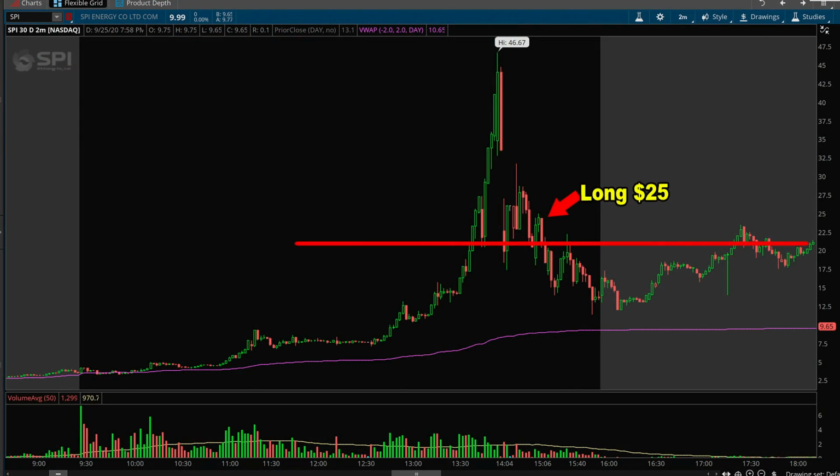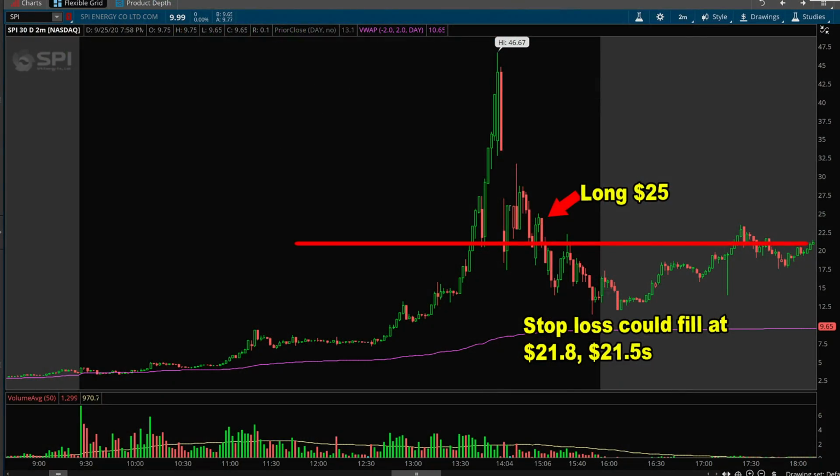For example, let's say you're long 1,000 shares of SPI at $25. You want to stop out if the stock breaks below $22. Since it's a very low float and volatile stock, the stop market order could fill some of your shares around $22, maybe only 200 shares, and the rest of the 800 shares at perhaps $21.80 or $21.50. But all of your shares, the whole 1,000 shares, will be stopped out for sure below $22.